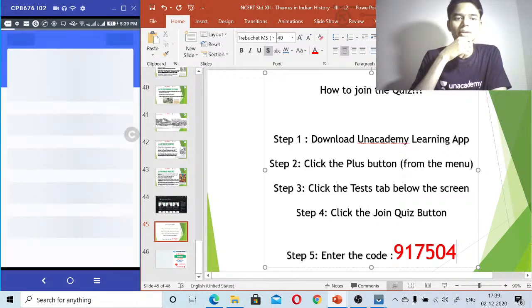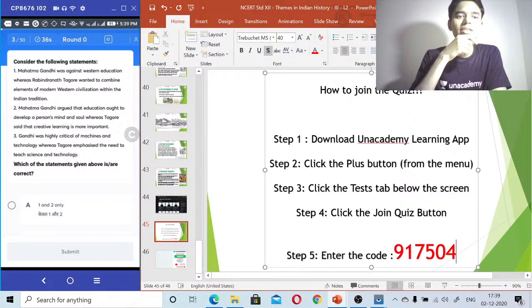Third question coming up. Consider the following statements. 1. Mahatma Gandhi was against Western education, whereas Rabindranath Tagore wanted to combine elements of modern Western civilization with the Indian tradition. 2. Mahatma Gandhi argued that education ought to develop a person's mind and soul, whereas Tagore said that creative learning is more important. 3. Gandhi was highly critical of machines and technology, whereas Tagore emphasized the need to teach science and technology. Select the correct answer.